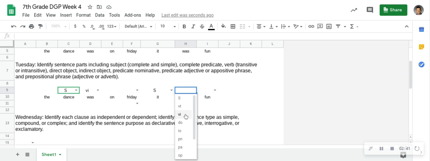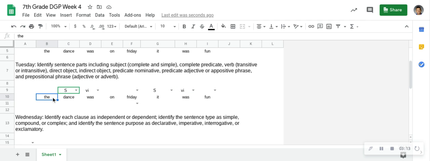Okay. Now, let's look at just our first subject and verb combination. The dance was on Friday, right? So are there any modifiers to that simple subject? Shay says there's the. Does the modify dance? Does it make it more specific? Let me ask you it that way. If not, it would be dance was on Friday. So it would almost be like you're just telling someone right now what you're doing. You could be saying this to anybody. The dance was on Friday.